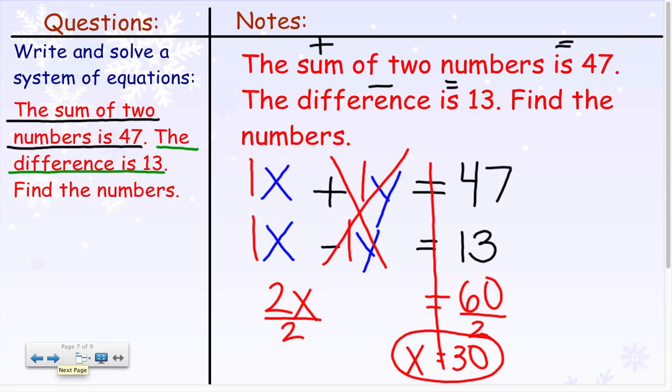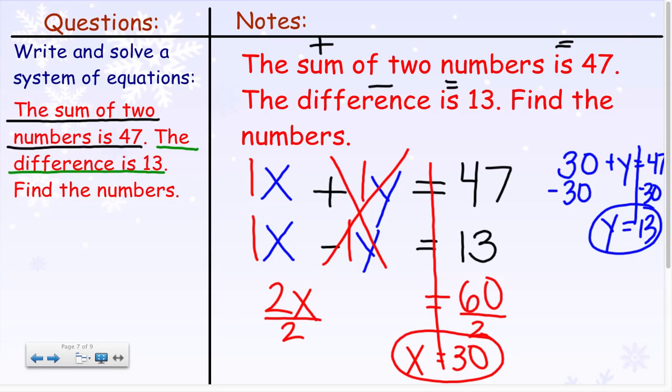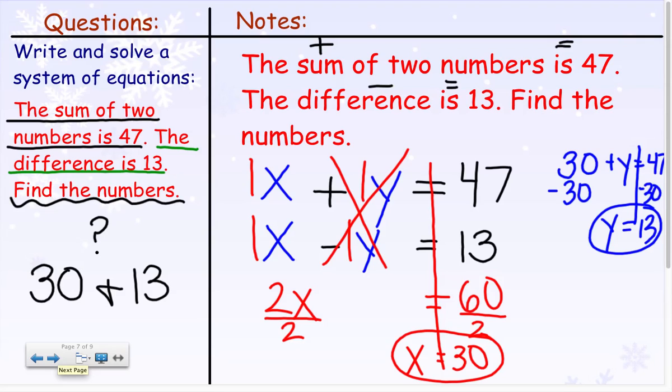Now I'm going to take 30 and plug it in for X. So I'll do it in the top equation. 30 plus Y equals 47, minus 30 on both sides, y equals 17. So my coordinate point, and you don't actually, on a word problem like this, you don't have to name it as a coordinate point. They just want to know, find the numbers. What are my numbers? My numbers are 30 and 17. So you really don't have to list it as a coordinate point for a word problem like this. If you wanted to, you could. But they just want to know what are the two numbers.